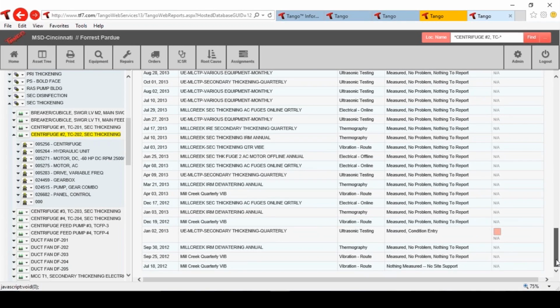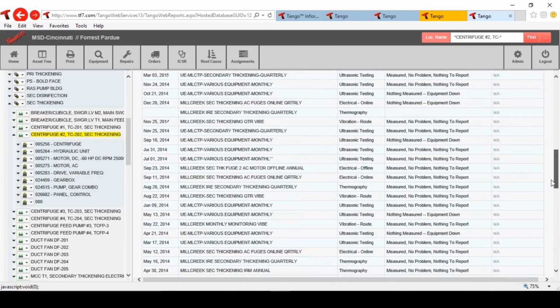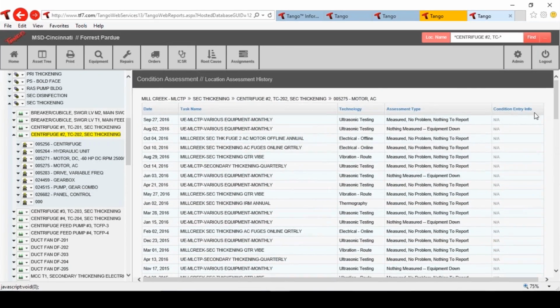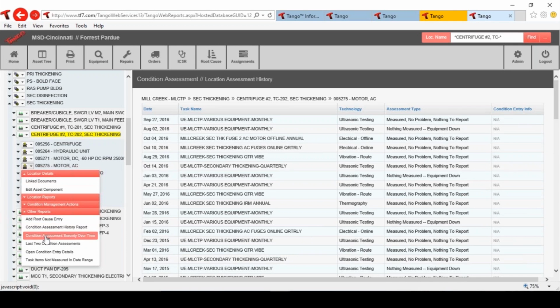So this is the history of every time it's been monitored and what technology monitored, the data was monitored, and what was found. So I can go to any one component and get that history. Nice. And now let's go back to that motor.